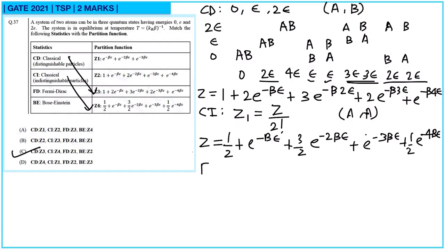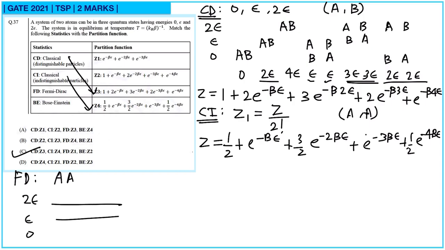Then we have the third case, that is Fermi-Dirac. Now Fermi-Dirac means these are fermions now. So we have three energy levels 0, E and 2E, and these two particles are fermions now. So that will be A and A, and only one particle will be in one state. We have three states 2E, E and 0. So if one particle is in the 2E state, then the second will be in the E state, or E and 0, or this. These are the possible combinations.